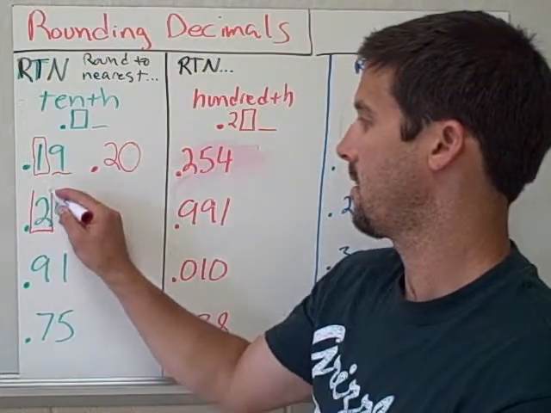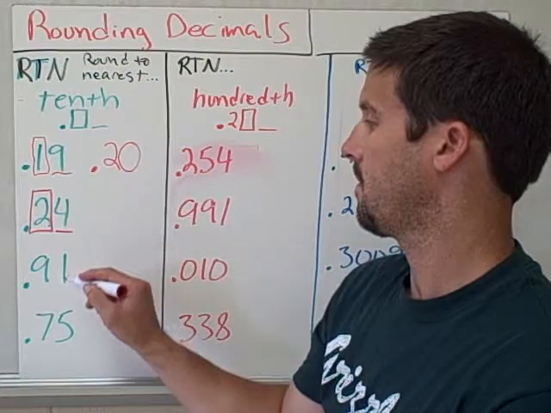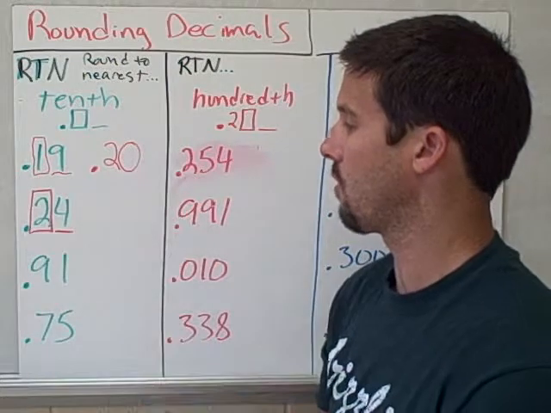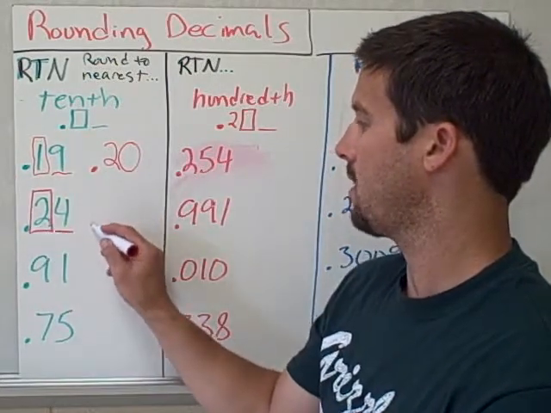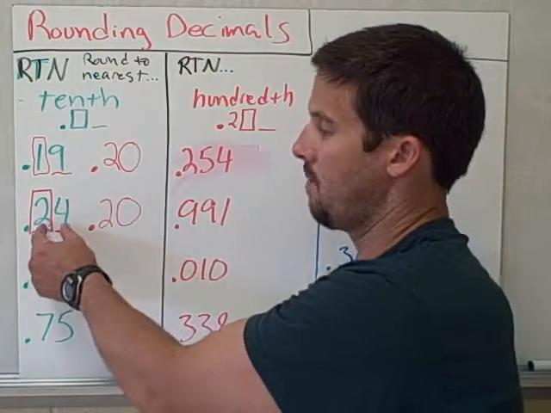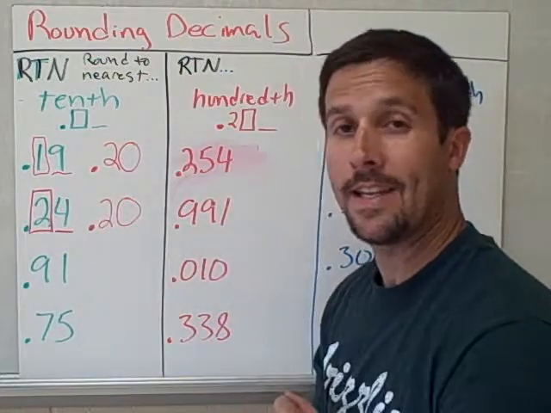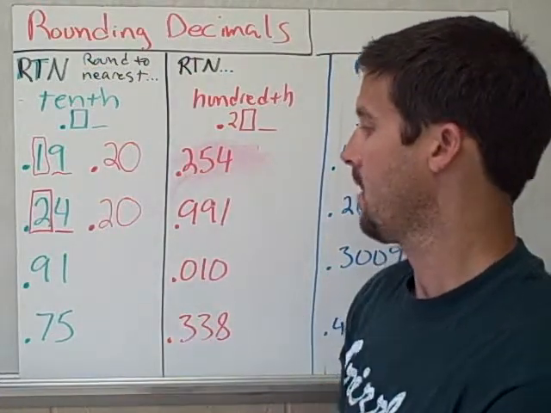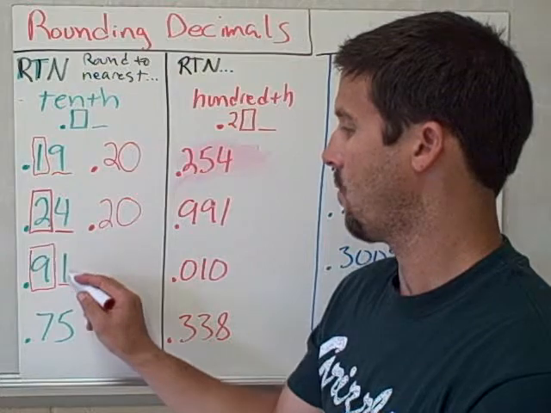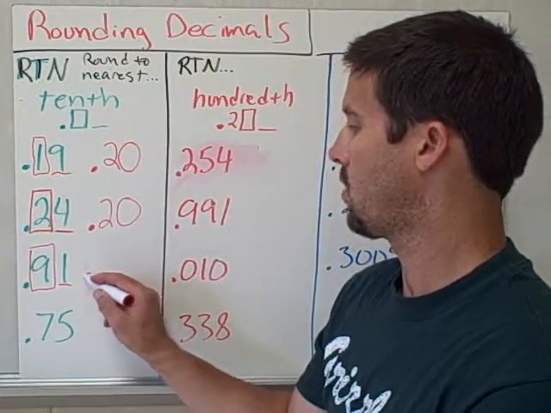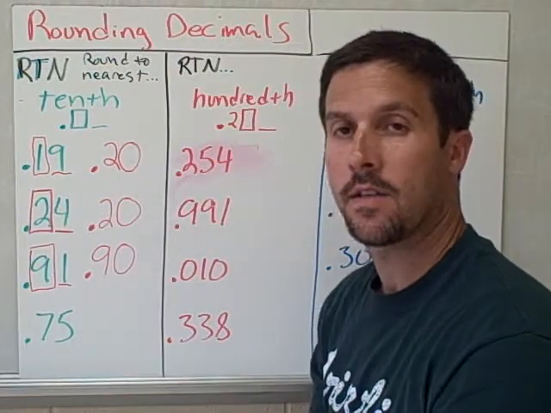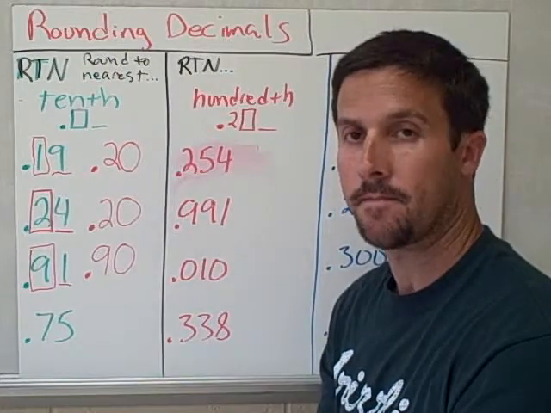To the nearest tenth, this is my hundredths place. I see that this is a 4, so I'm going to round down because it falls in the group 0 through 4. So this number does not get changed. So the number is 0.20. As you can see, 0.24 is closer to 0.20 than it is to 0.30. I'm going to box my tenths place and underline my hundredths place. I see that 1 is on my small side, so I'm going to leave my 9 the same, make this number a 0, and round 0.91 down to 0.90.